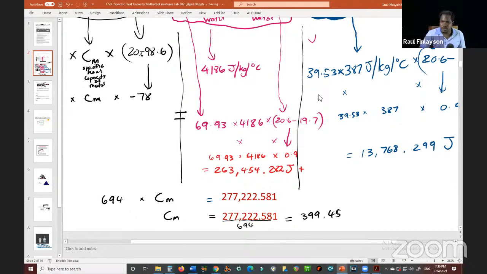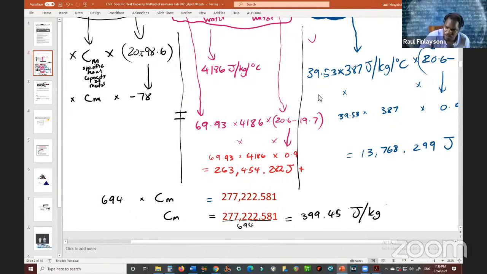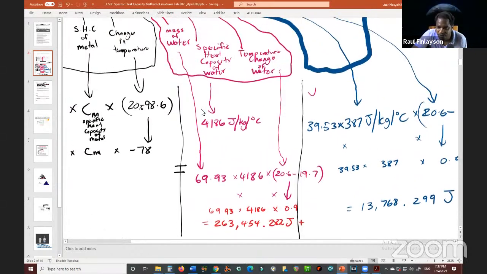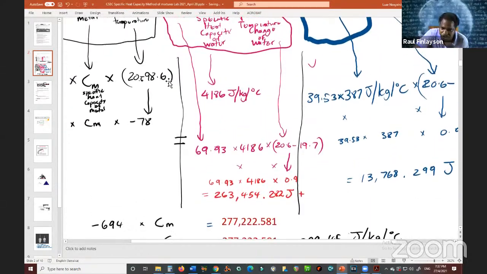All right. And of course, the units for specific heat capacity is joules per kilogram per degree Celsius. And then this will be negative. We're just giving that as negative. But it doesn't matter if it's negative, it's the same. The sign doesn't matter with specific heat capacity. So that's okay. So we have actually gotten the answer here. And this is where most of the marks are coming from.